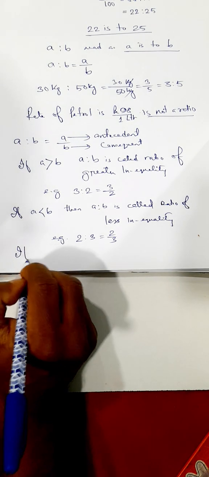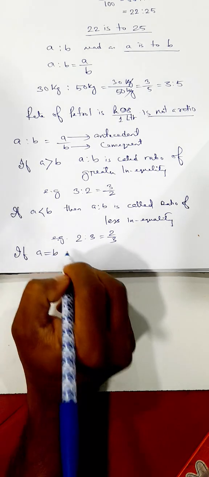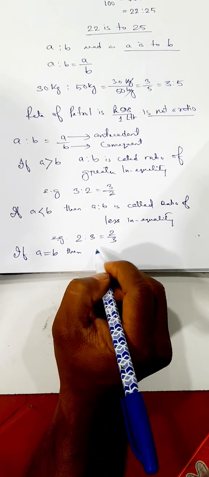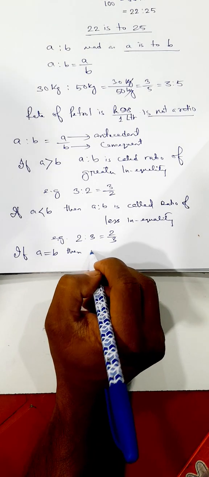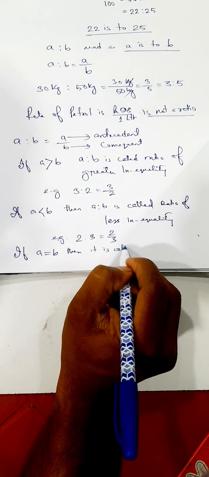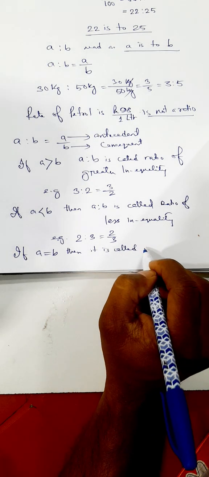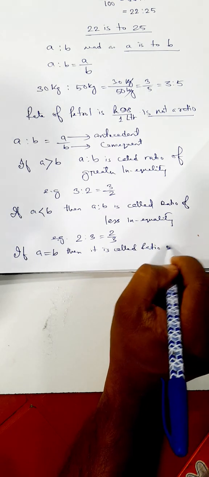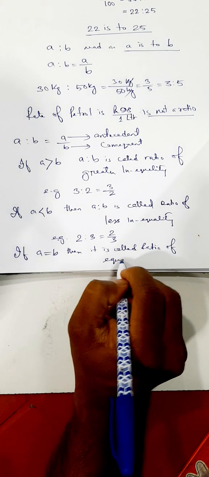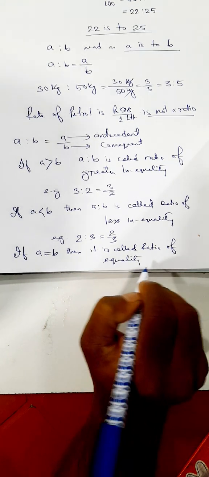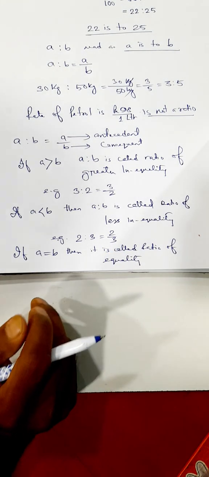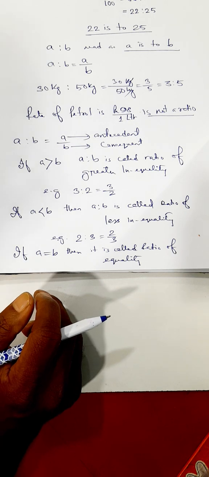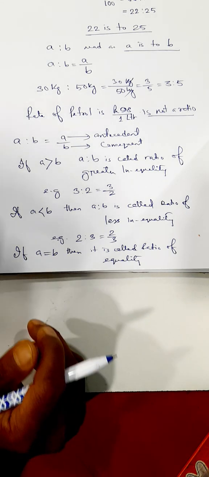If A equal to B, then it is called ratio of equality. Means A and B are same. It's a fraction with both numerator and denominator are same.